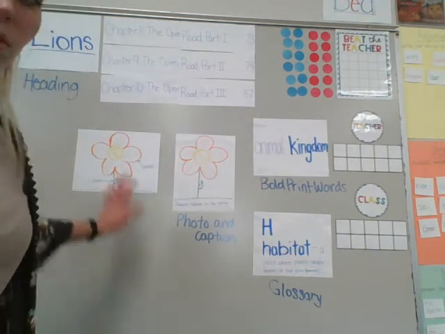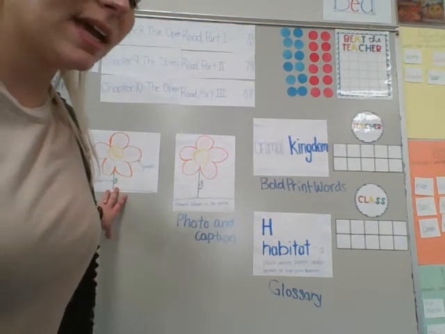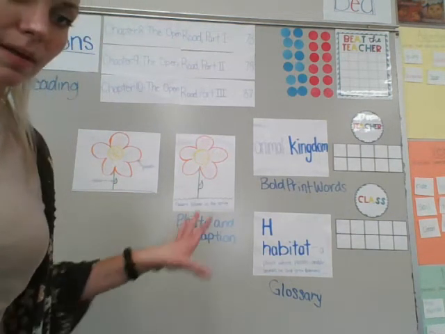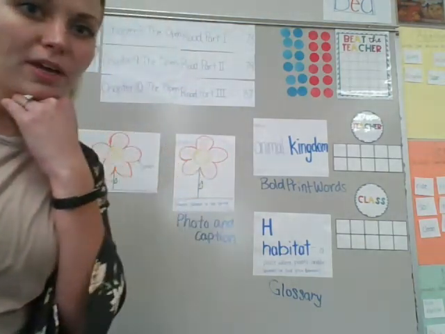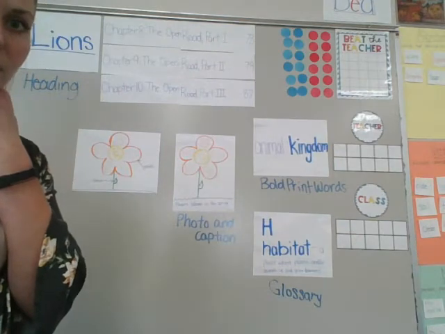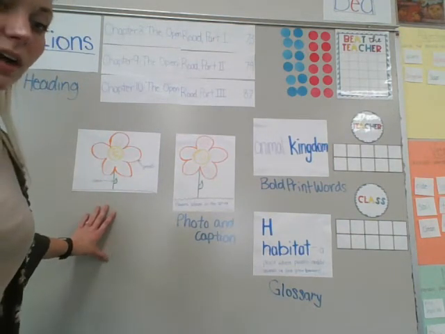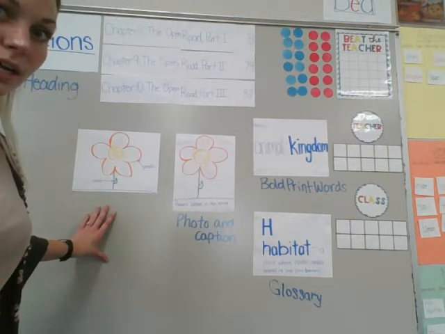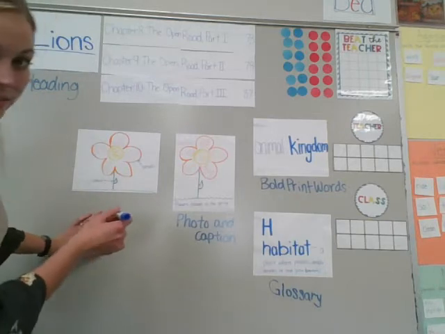Okay, so this one has arrows pointing to it. It seems like it's maybe labeling something in the picture or trying to show me by pointing things out that were maybe talked about when I was reading, and now they're showing me in this picture. I know that diagrams usually have arrows and usually point things out, so I think this is the diagram.